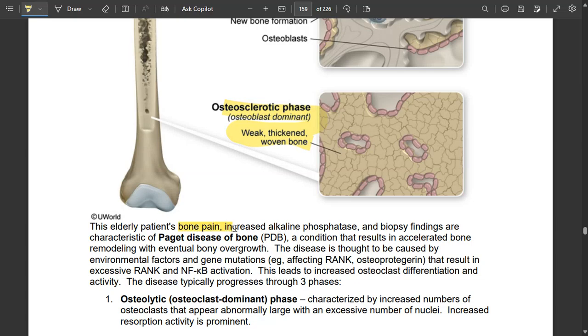The patient presents with bone pain, increased ALP, and characteristic biopsy findings. So PDB is a condition that results in accelerated bone remodeling with eventual bony overgrowth. The disease is thought to be caused by environmental factors and gene mutations, for example, a mutation affecting RANK ligand or osteoprotegerin that results in excessive RANK and NF-kappa B activation. This leads to increased osteoclastic differentiation and activity.